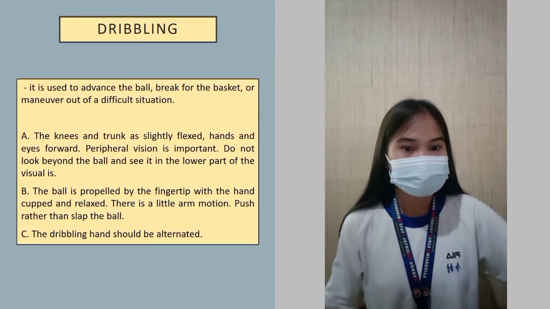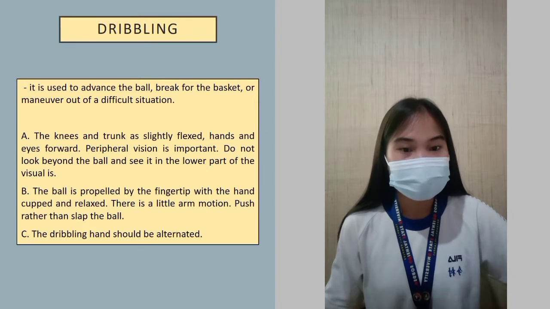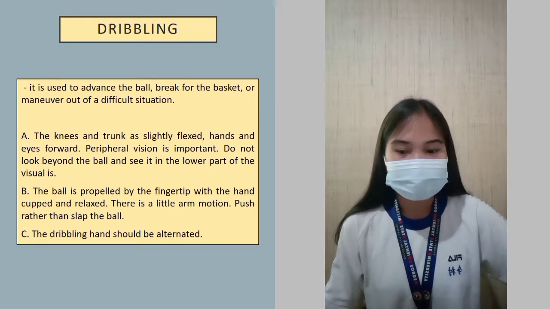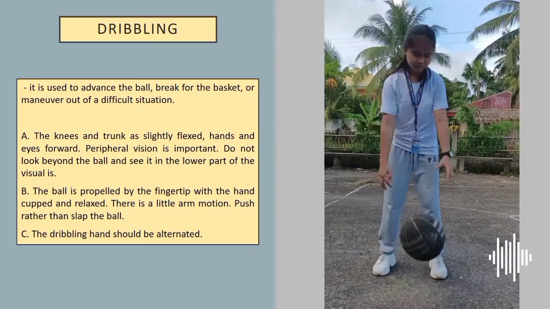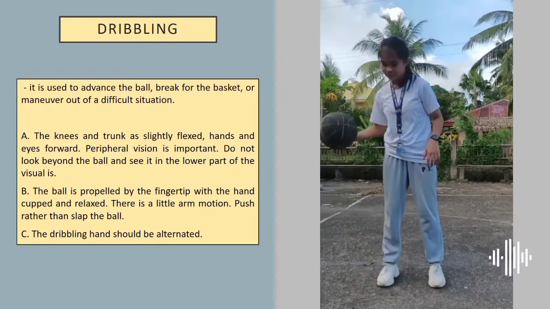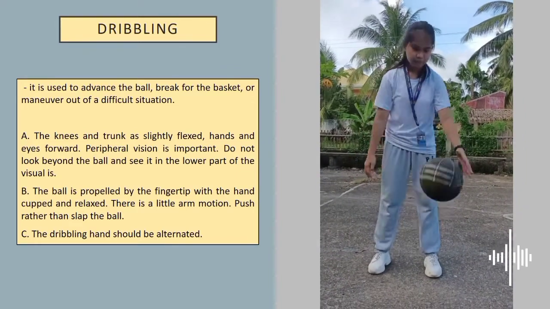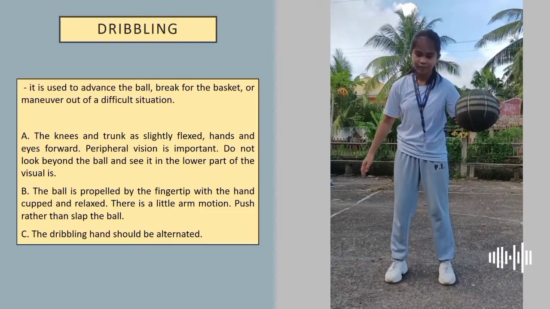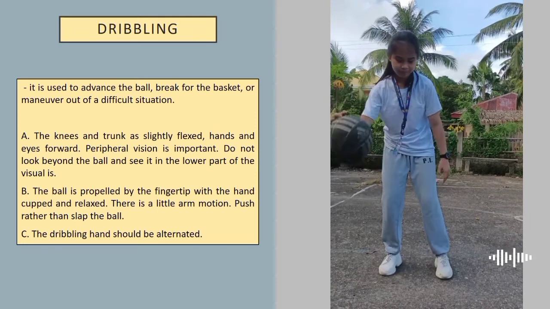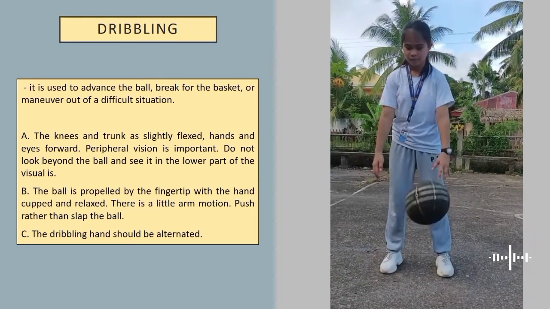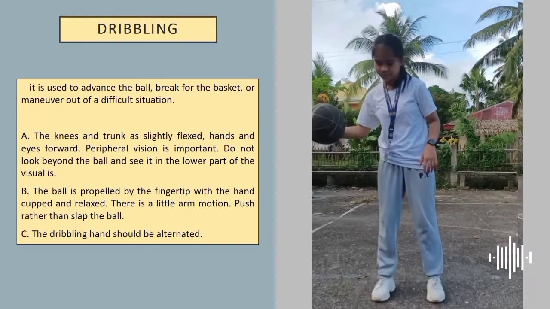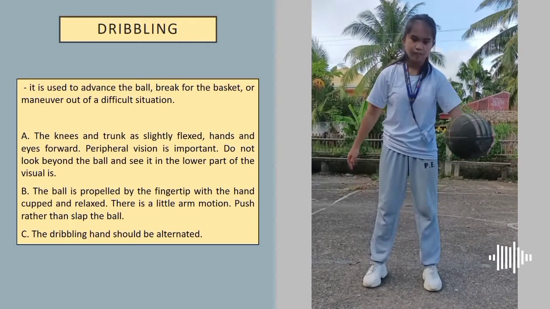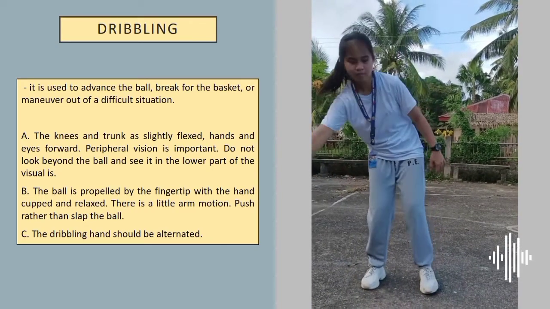What is dribbling? It is used to advance the ball, break for the basket, or maneuver out of a difficult situation. How to do dribbling? The knees and trunk are slightly flexed, hands and eyes forward. Peripheral vision is important. Do not look at the ball; see it in the lower part of the visual field. The ball is propelled with the fingertips with the hand cupped and relaxed. There is little arm motion; push rather than slap the ball. Lastly, the dribbling hand should be alternated.